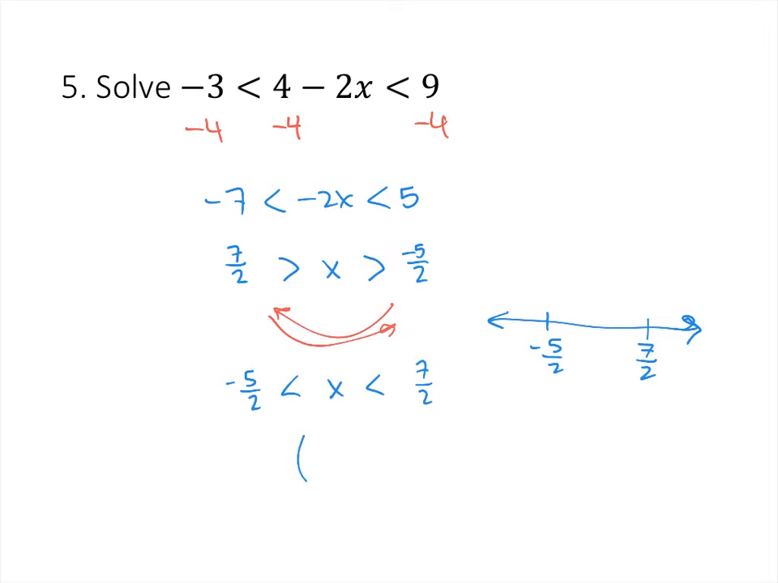Writing this in interval notation, since they're both strict less thans, we use parentheses for each side, negative 5 halves to 7 halves. And that's our final answer.